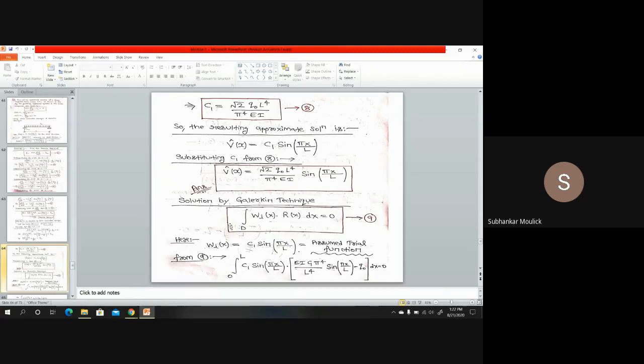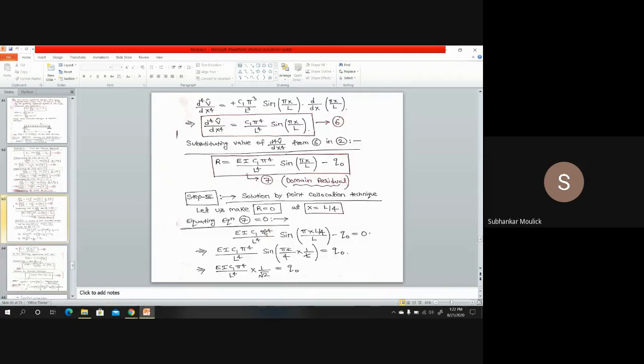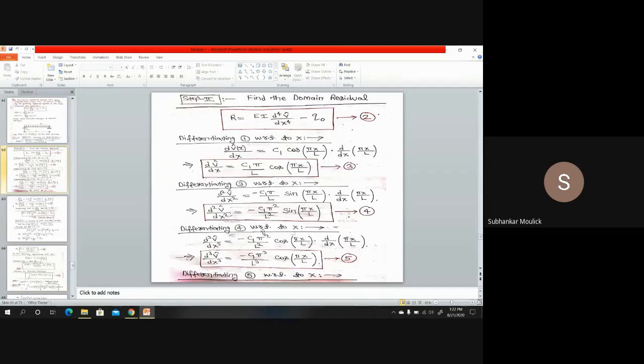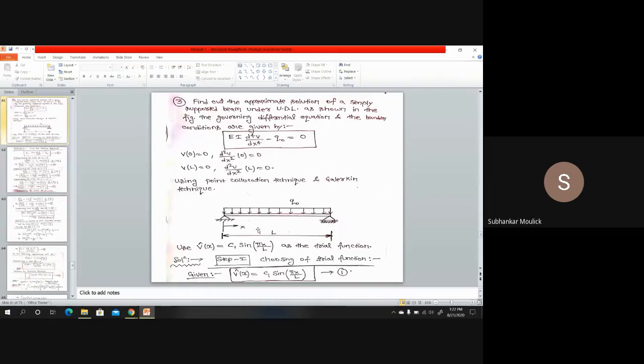This is the statement of Galerkin method. Fine. So in this Galerkin method, I also know that this weighted function is the assumed trial solution given in the problem. If it is given, well and good. If it is not given, then I have to assume it. So this is my assumed trial function.